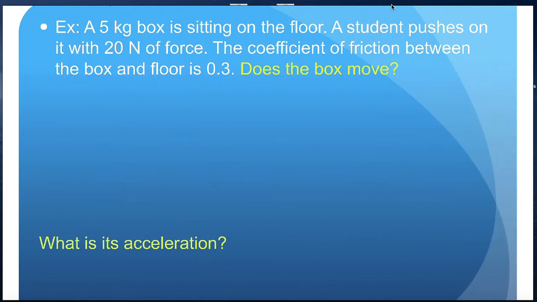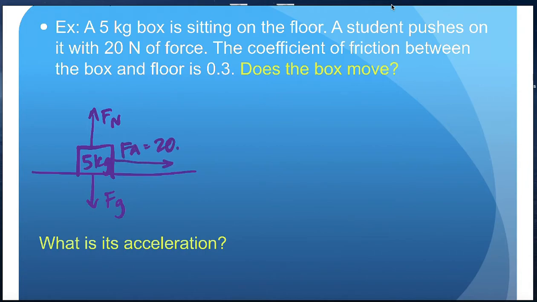So step one, like all of our normal problems, is we're going to start with a free body diagram. I like to put the mass inside of the object just so I don't have to search for it later, but you can represent the object as a dot if you like. Okay, we know that this box has a weight on it. We assume it's not falling through the floor, so it has a normal force as well. They tell us that a student is pushing with an applied force of 20 newtons, and then we can assume that there's some friction here because they gave us a coefficient of friction, and it's a friction problem.